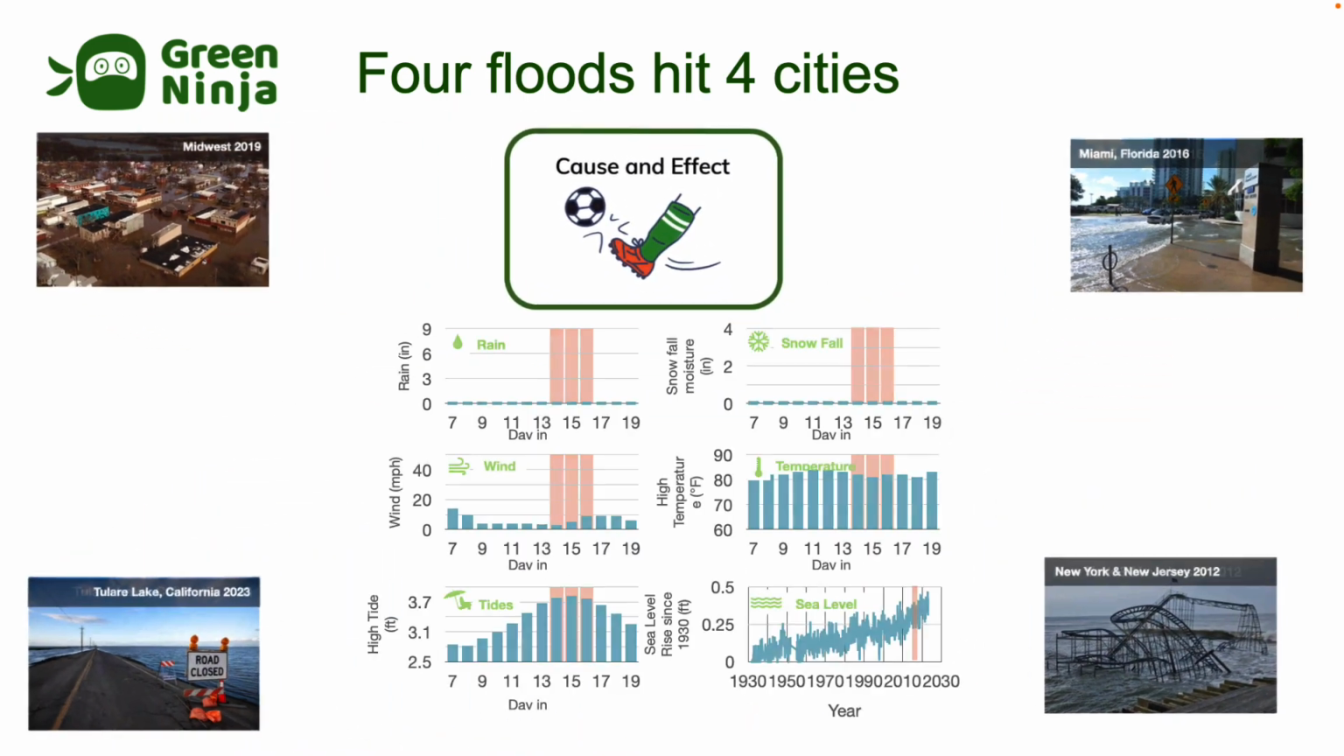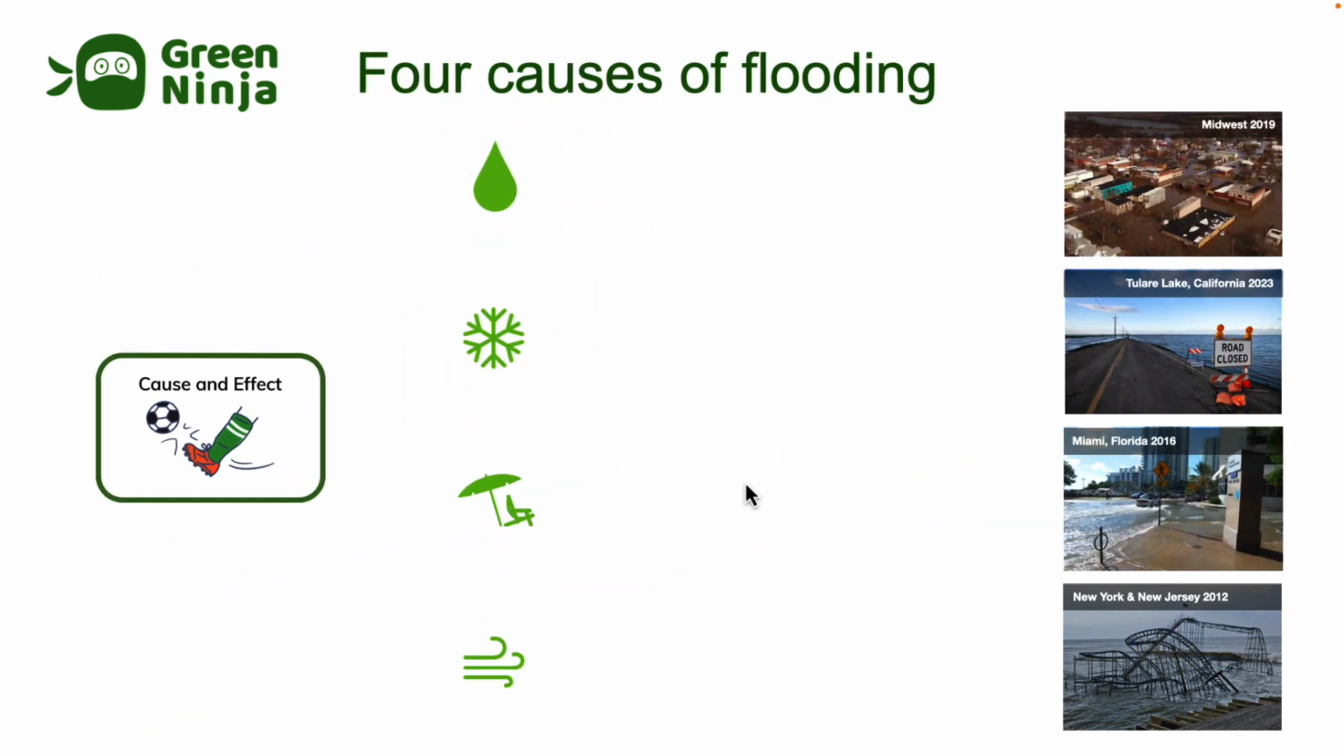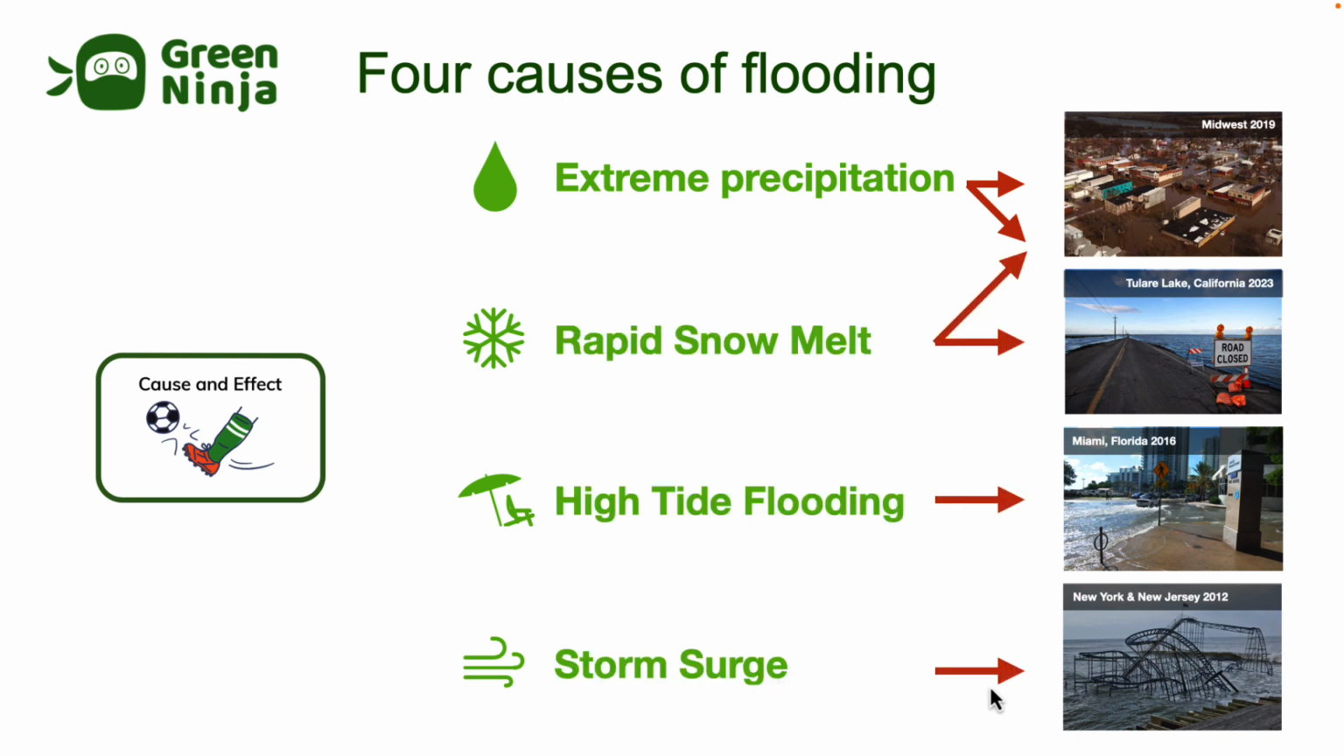By looking at a range of data from each of these case studies, students are able to identify 4 key factors that affect flooding: extreme precipitation, rapid snowmelt, high tide flooding, and storm surge.